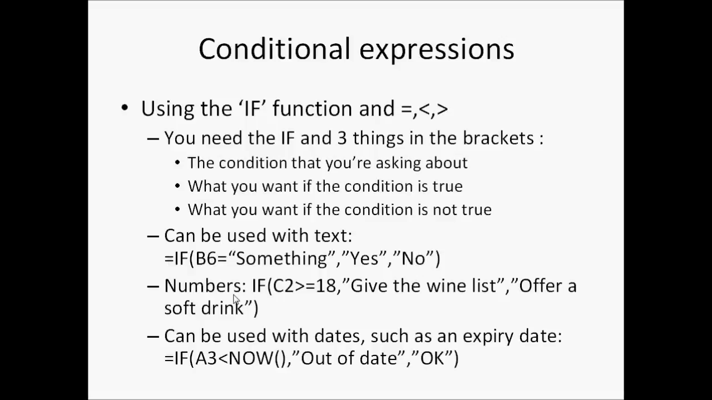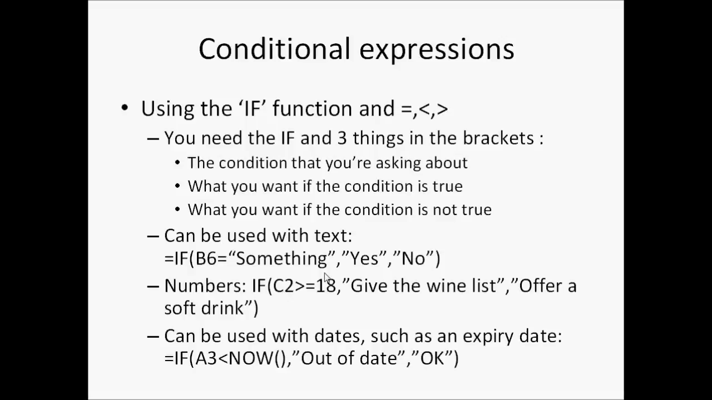Second example, you'll put an equals because you're working something out, and then you'll have if the cell we're looking at is greater than or equal to 18, then we'll show the text give the wine list. Otherwise, we'll show the text offer a soft drink.